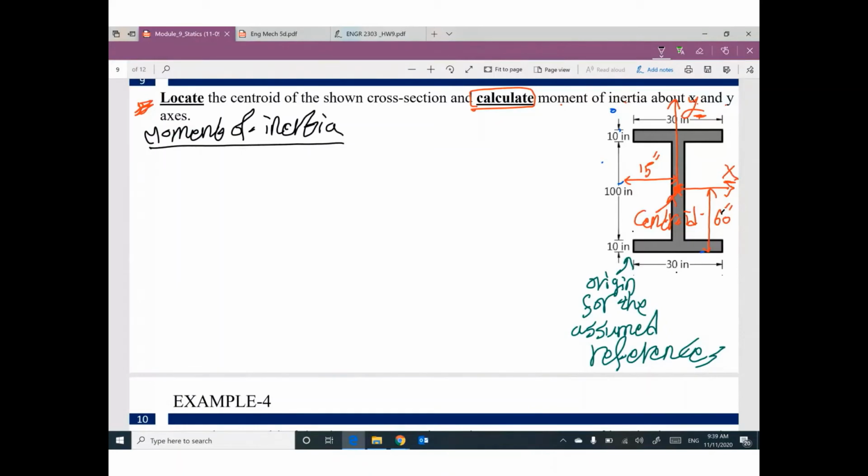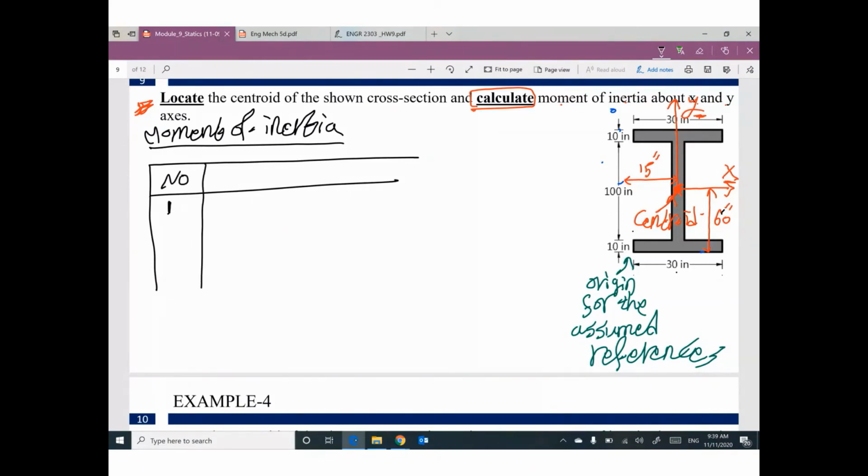This table, number, how many parts? We have 3. Part number 1, part number 2, part number 3. What is the area of the first part? Do you remember that? 300. Area of part number 2, 1000. Area of part number 3, 300. What is the value of Ix?